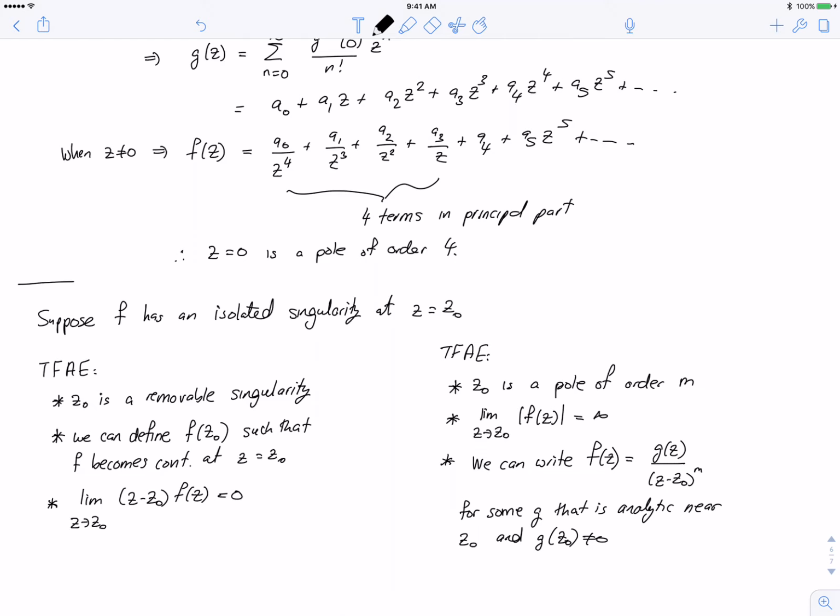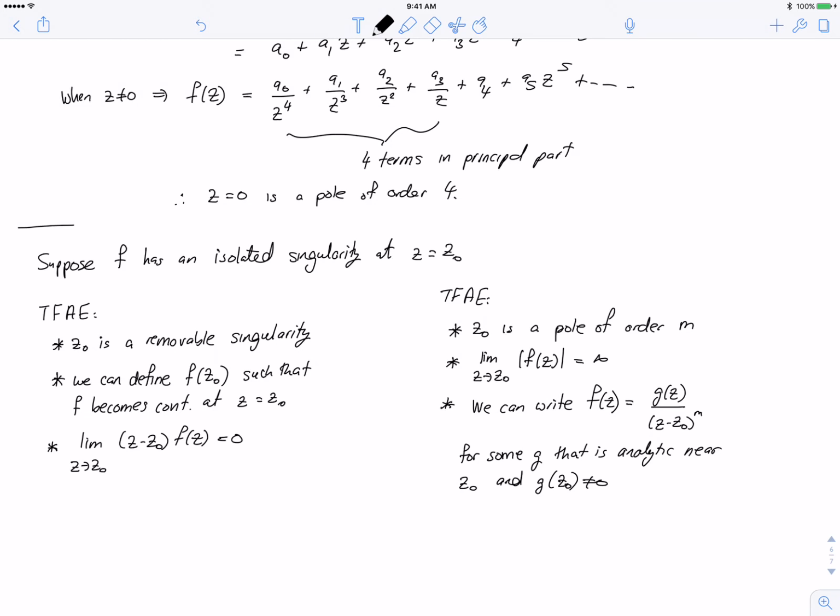Now, as far as I'm aware, we don't really have any shortcuts or equivalent definitions for essential singularities. Basically, if you have a singularity and you show that it's not removable and that it's not a pole, then by default it's just essential. That's the way it works. So there's no real shortcuts for that one.